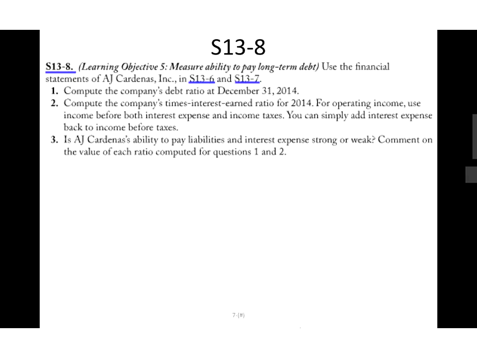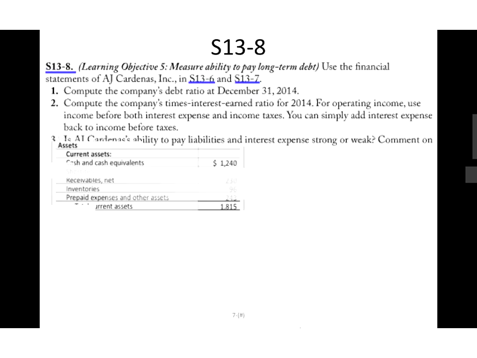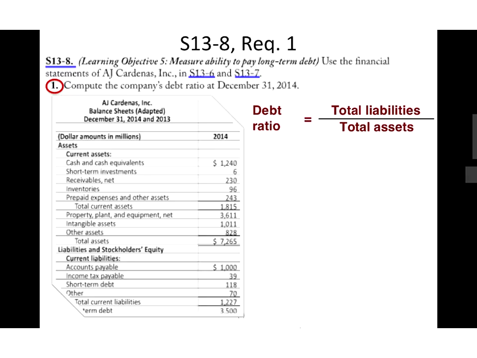Okay, so we have a company and we're told to calculate the debt ratio and the times interest earned ratio and then make a comment about whether they can pay their debt or not. First, requirement 1 says to compute the company's debt ratio. So the debt ratio, like you have on the PowerPoint in front of you, is total liabilities divided by total assets.